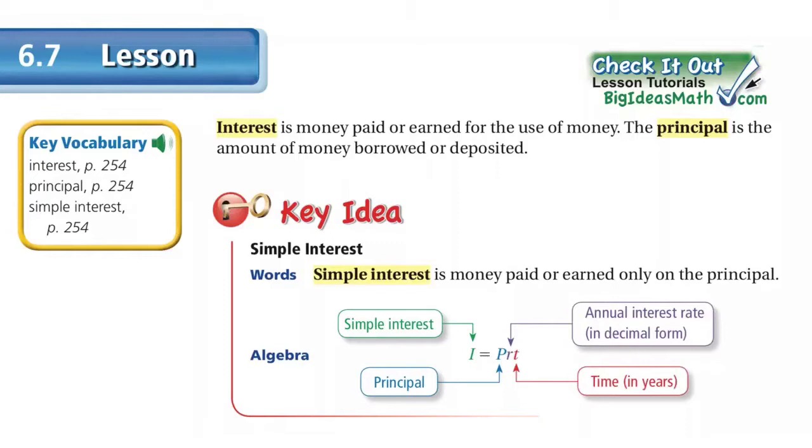And they have a formula. Simple interest, they call I. So interest equals the principal times the rate times the time. Let's look at how this works.